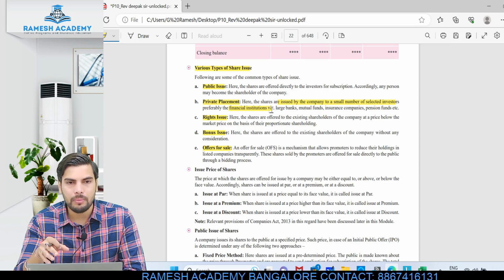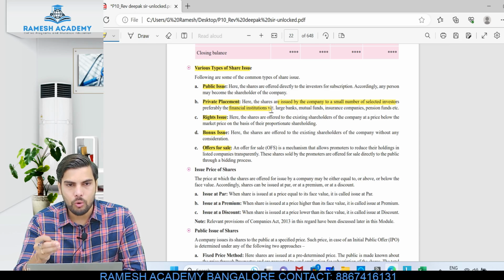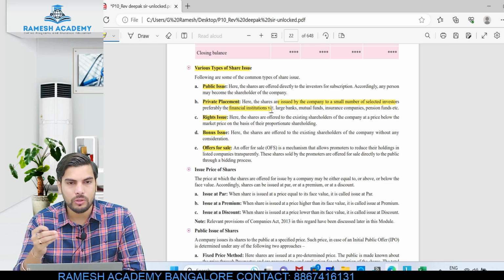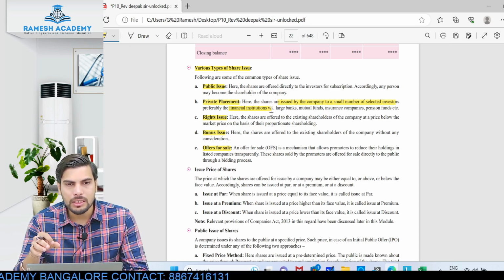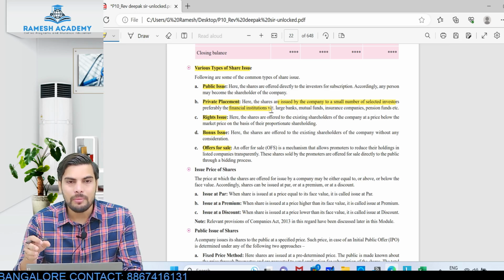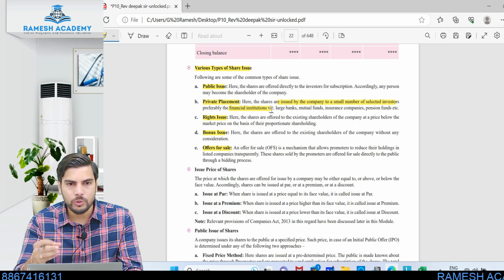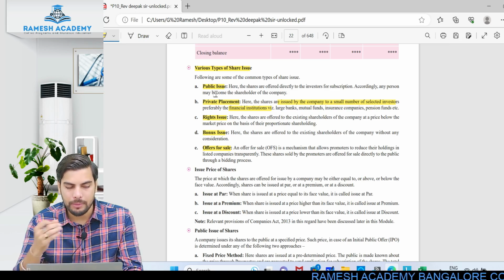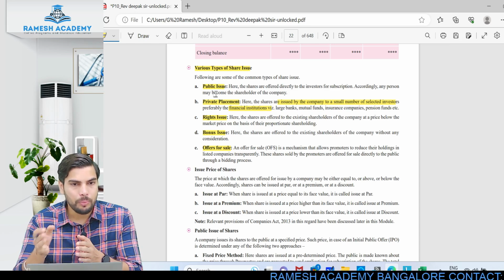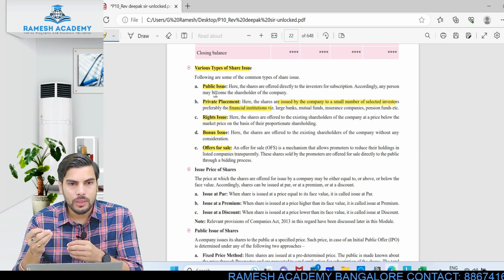When it comes to private placement, the company is offering its shares only to institutional investors. These institutional investors can be banking companies, insurance companies, mutual fund companies, or any other for that matter. They'll be purchasing this particular company's shares. It is not open for the public to subscribe for these shares. Look at the term private placement. First thing is public issue: I'm issuing the shares to the public in general. When it comes to private placement, I'm not issuing the shares to the public in general.